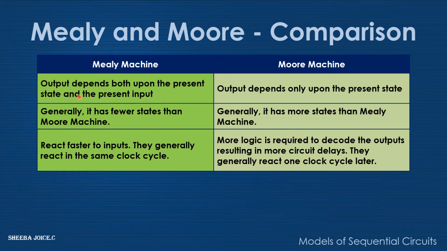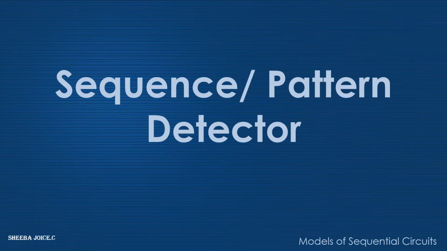In the Mealy model, output depends both upon the present state and the present input, whereas in the Moore machine, output depends only upon the present state. Mealy has fewer states than Moore, and generally Moore has more states than Mealy. Mealy reacts faster to inputs. They generally react in the same clock cycle, whereas in the Moore machine, more logic is required to decode the outputs, which results in more circuit delays. They generally react one clock cycle later.